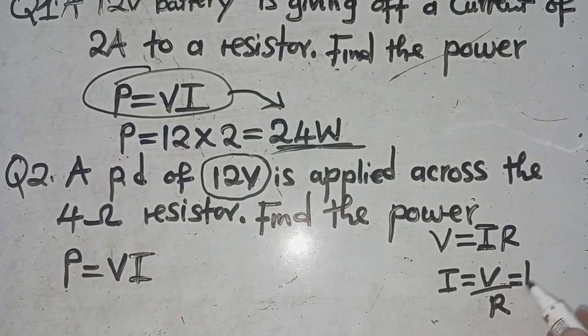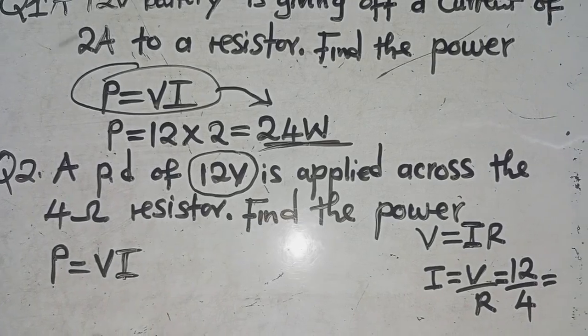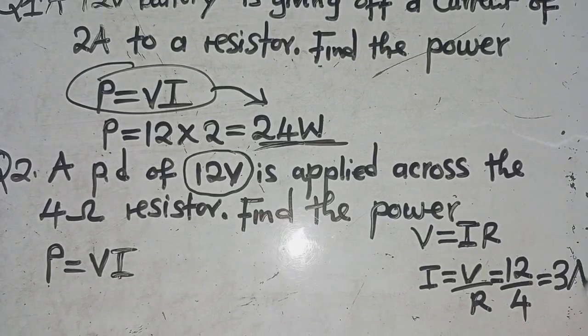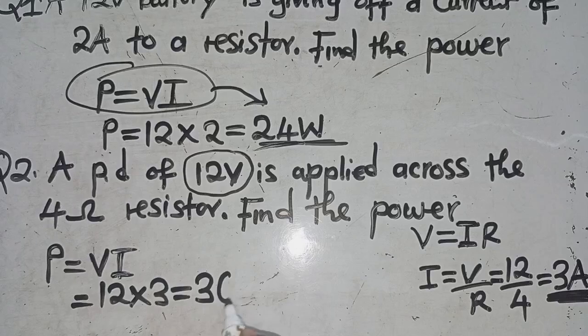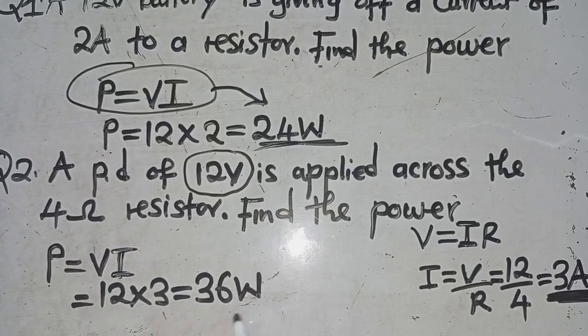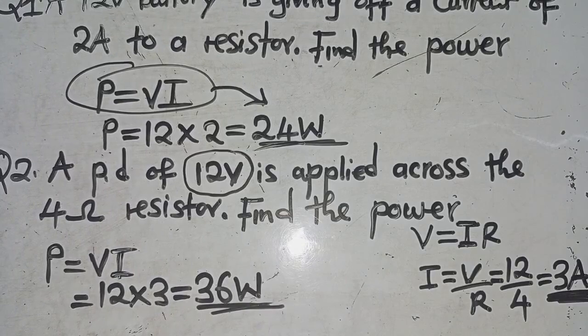So what is the voltage? Voltage is 12. Resistance is 4. If you divide there, what answer are you getting? We are getting 3 amps. This is the current. So I've calculated current. I just substitute here. Voltage is 12, current is 3. When you multiply there, you are going to get 36. So we just say 36 watts. This is the answer. You are done. So this is what you are supposed to do.